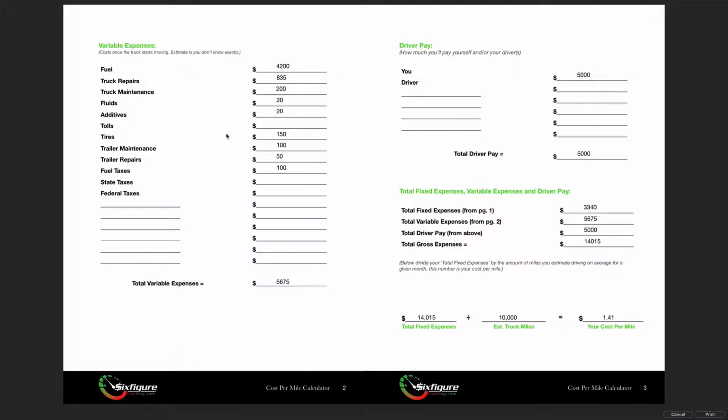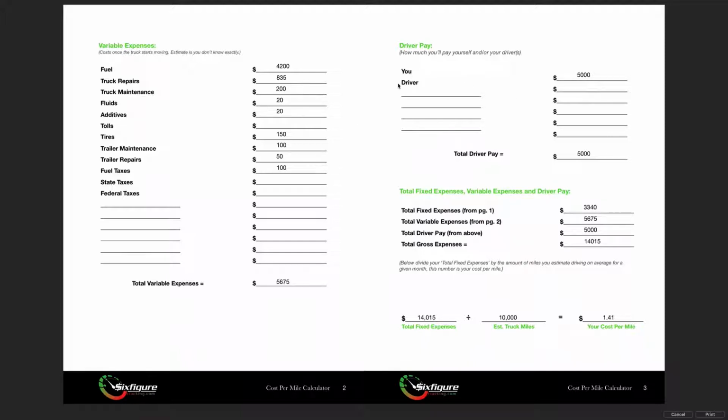Tires, I put 150 in there. Trailer maintenance, truck repairs, trailer repairs, fuel taxes. I put $1,200 for the year, give or take. Like I said, these are just example numbers. So $100 per month, and then this is the total for your variable expenses. So $56.75 plus $5,000. You guys will see as I move along how it's gonna look.